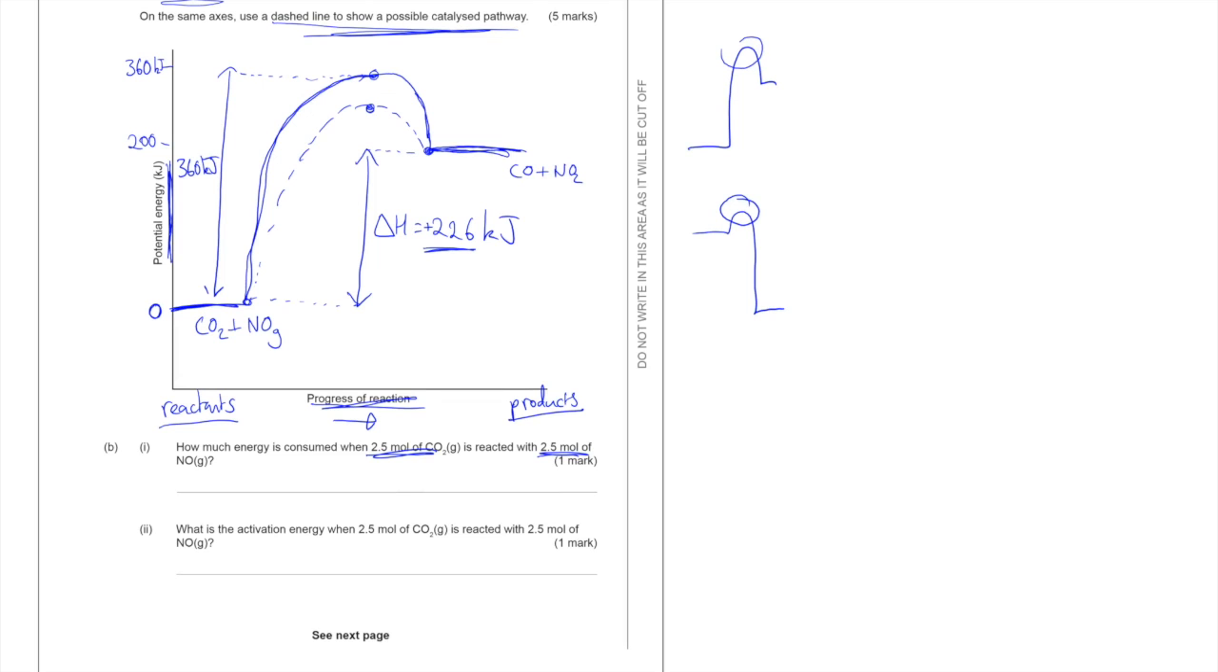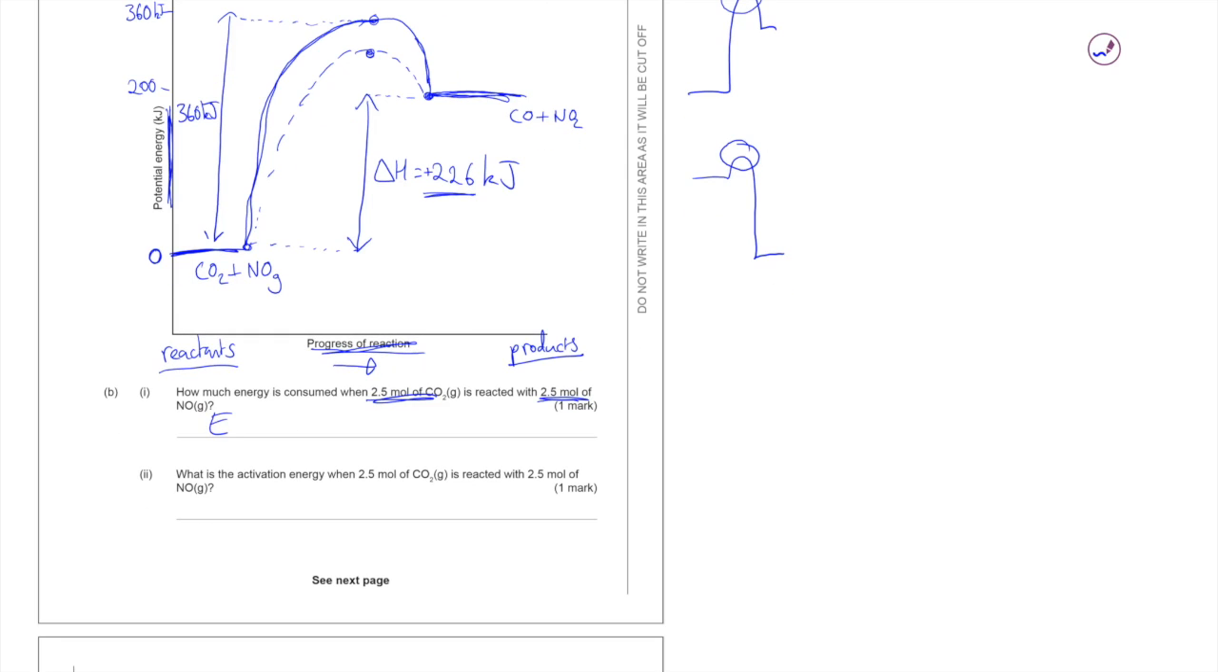but we now have 2.5 moles. So simply, the energy required is equal to 2.5 times the 226. And if everyone busts out their calculators, it should be pretty obvious that we end up getting 565 kilojoules. And that's how much energy is consumed.